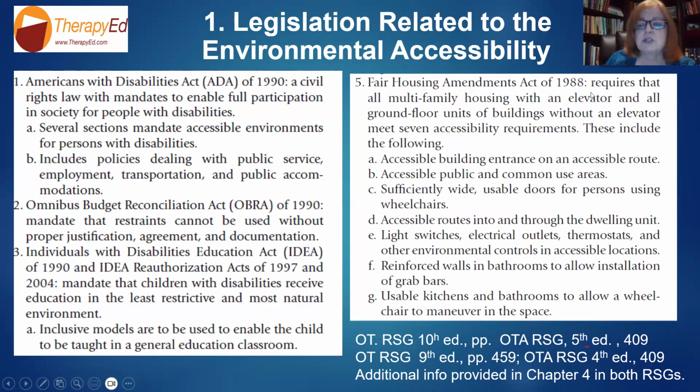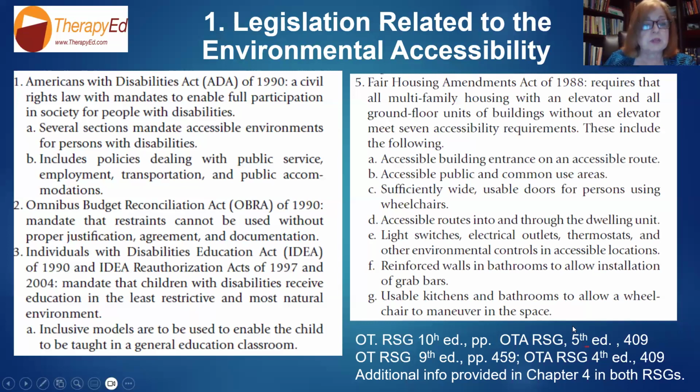A very important law was actually passed in 1988 called the Fair Housing Amendments Act that required that all multifamily dwellings with an elevator and all ground floor units of buildings without an elevator must meet these 7 requirements. So you could, on the exam, have that you are an OT practitioner consulting with someone who's building multifamily housing or consulting with a town or a city council as to how to make buildings accessible. That is a very valid role for both COTAs and OTRs.